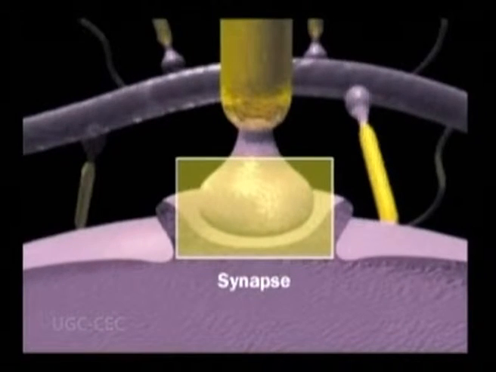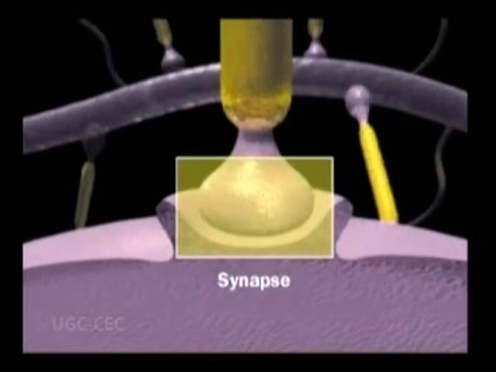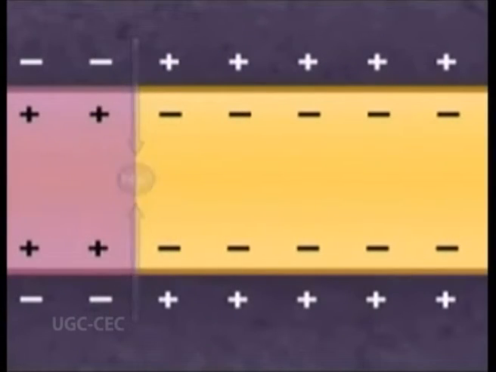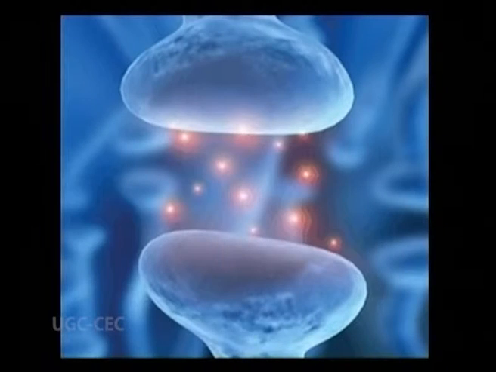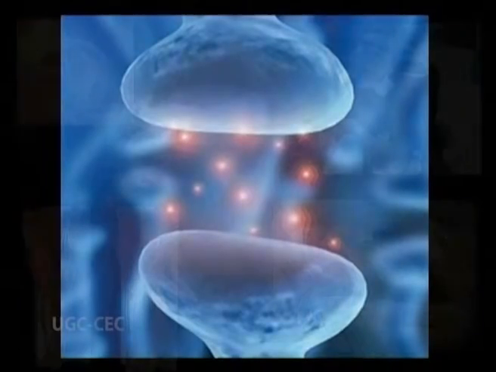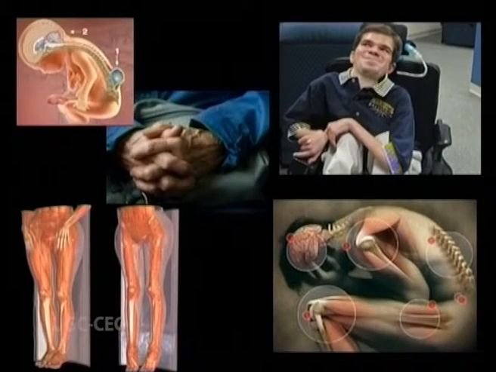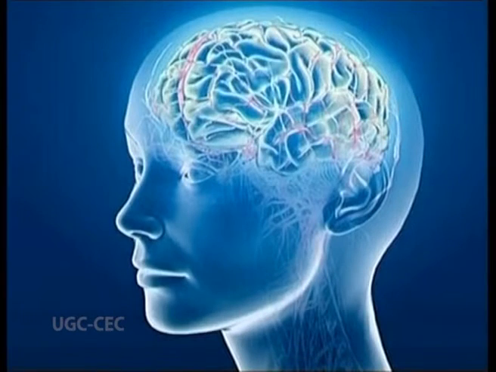In this part, we will have a view on synapse, impulse transmission, excitatory and inhibitory postsynaptic potentials, the neurotransmitters and their types, and different neurological diseases caused by some sort of neural defects, which becomes important to understand.